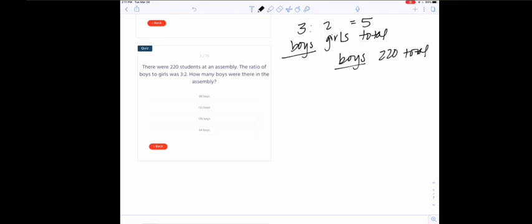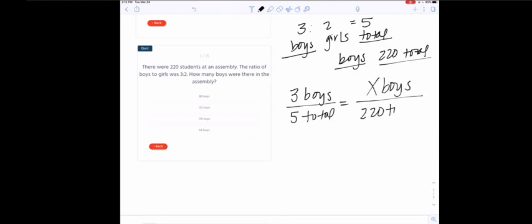Which means in my equation, I'm going to compare boys to boys, because that's going to give me what I'm looking for. And I'm not going to use girls, I'm going to use the total. Because it gives me the total. If it gave me the number of girls, then I would use the girls in the ratio. But because it's giving me the total, I'm going to use the total in the ratio. So I'm going to set up my ratio first: 3 boys out of 5 total equals x boys, because we don't know how many there actually are, out of 220 total.